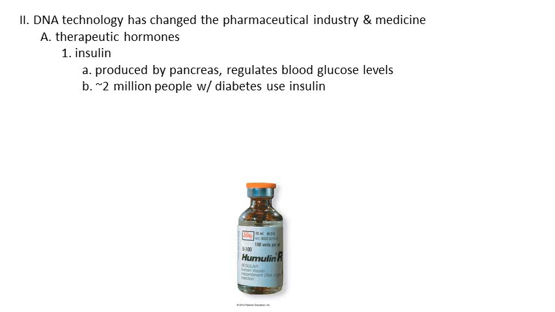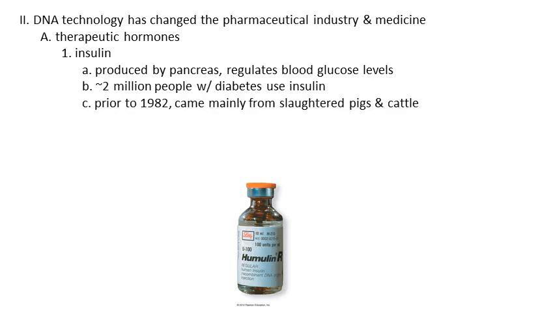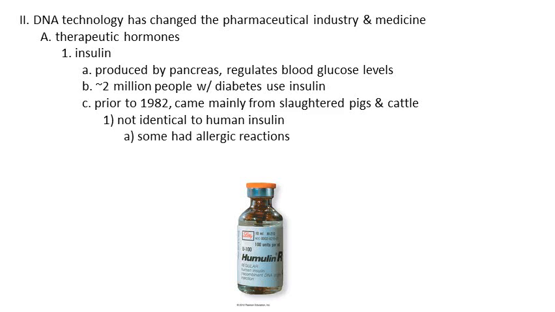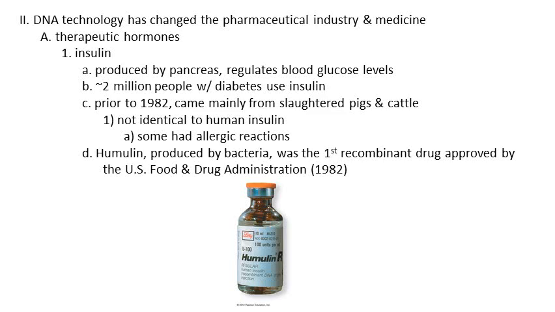So, you know, prior to 1982, most insulin came from slaughtered pigs and cattle. And the insulin that they would extract from the pigs and cattle is not identical to human insulin. And some people would actually have allergic reactions because the insulin protein is a little bit different. So in 1982, you had humulin produced by bacteria. It was the first recombinant drug approved by the FDA, and that was in 1982, and it's benefited a lot of people, continues to do so today.